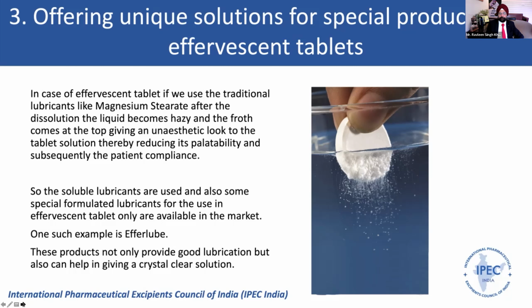So the soluble lubricants are used, and also some special formulated lubricants are used in effervescent tablet. Either people go for sodium stearyl fumarate, SSF. There it is hydrophilic, so at least it goes into the water. Magnesium stearate will float on the top. And then comes PEGs. And there are now specific products available in the market, which are made for making effervescent tablet. One example is Efferlube for the effervescent tablets. So these products not only provide good lubrication, but also can help in giving a crystal clear solution. So imagine you put a tablet and you get a clear solution like a sherbet. So you'll enjoy drinking that solution. So there are such lubricants which will help you in getting that kind of solution.